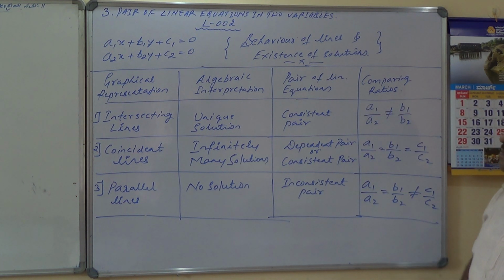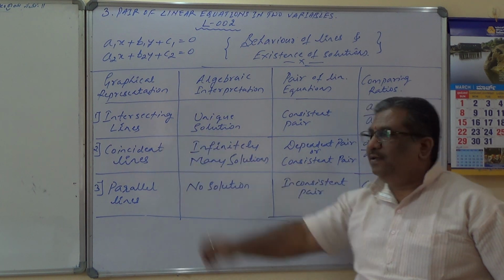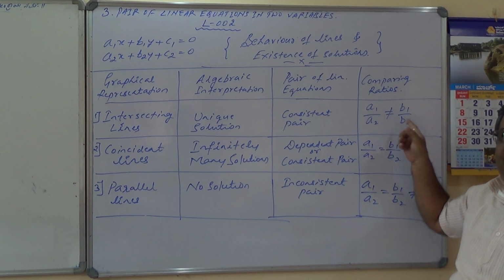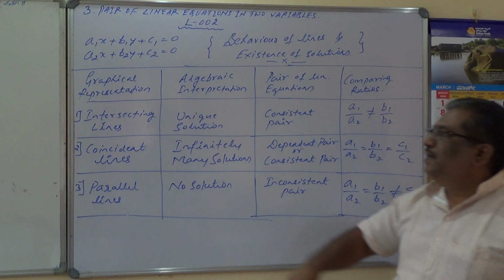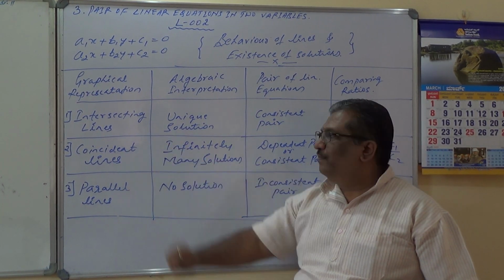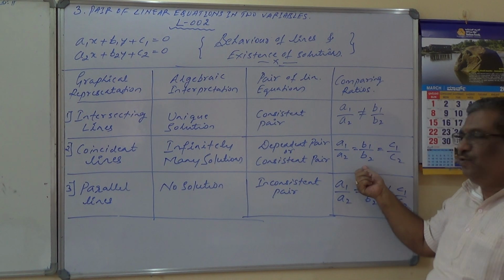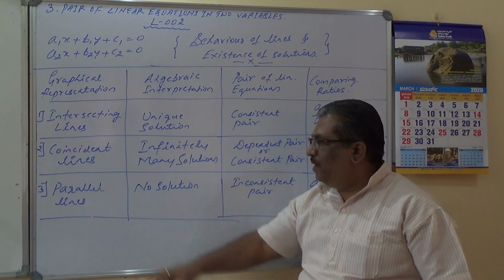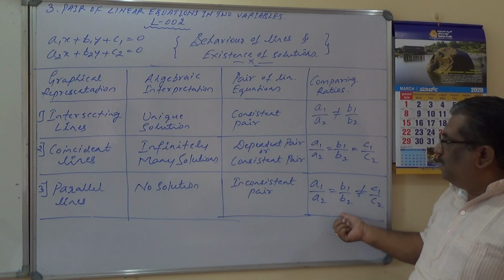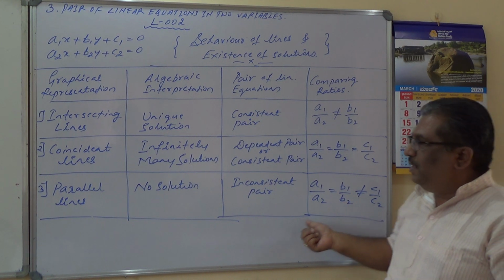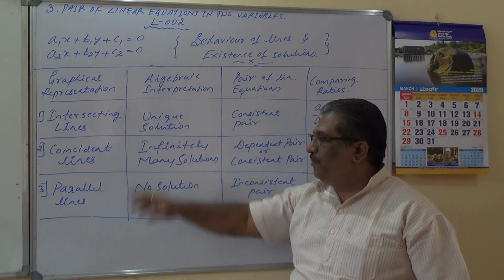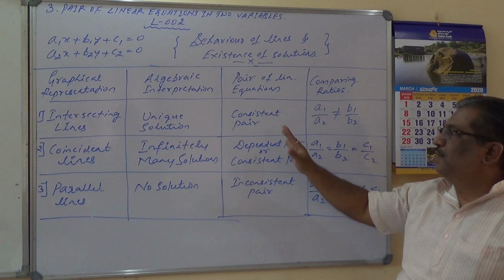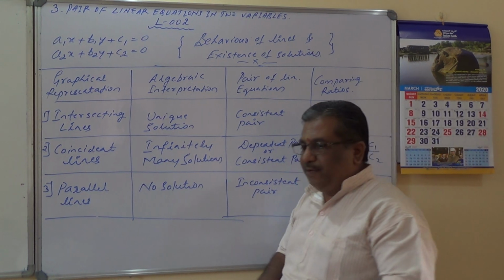Here, if the lines are intersecting, this ratio holds true. For a given pair of linear equations, if this ratio holds true, conversely, the lines represented are intersecting. If the lines are coincident, this ratio holds true. Conversely, if this ratio is true, then the lines are coincident lines. For parallel lines, this ratio holds true. Similarly, if this ratio holds true, conversely, the linear equations representing the lines are parallel lines. So the converse is also true here. I hope you understand here.